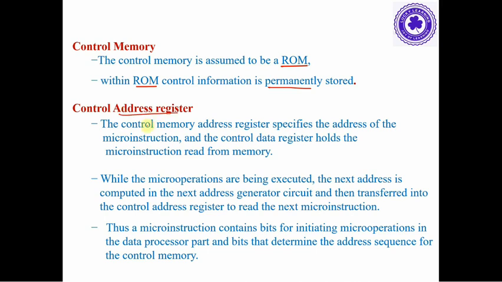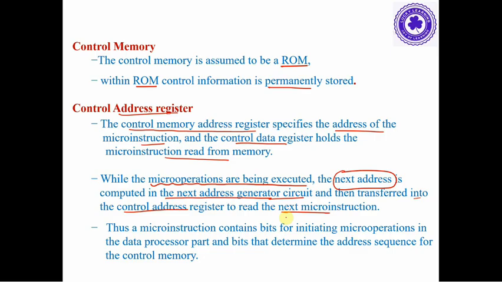The control address register is going to hold the address of the next micro instruction that is to be read from the control memory. The control memory address register specifies the address of the micro instruction, and the control data register holds the micro instruction read from the memory. While the micro operations are being executed, the next address information is computed in the next address generator circuit. This is also called microprogram sequencer, and then transferred into the control address register to read the next micro instruction.